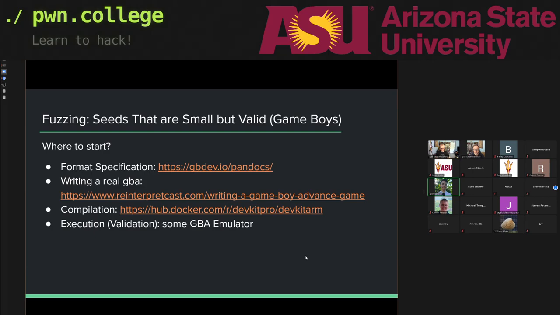Compilation: I used Docker with the DevKitARM. DevKitARM has Game Boy tools that will allow you to strip an ELF and make it a Game Boy ROM. And I'll talk about that in the next slide. And then lastly, execution, or validation for the Game Boy, because I needed to validate that it would actually run at the end of my golf game, you could say. So this is just any Game Boy emulator you want. I just picked one online just to check if it would work.